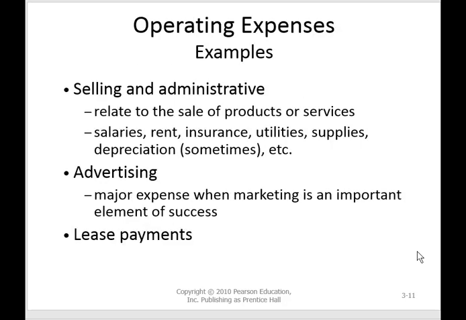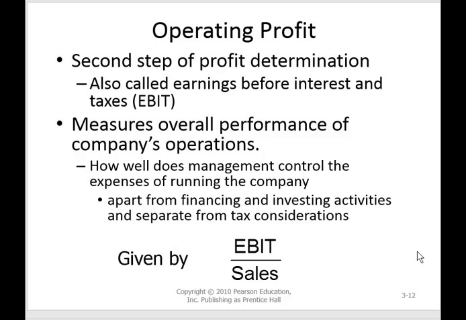For operating expenses, it's all the other expenses of running the company. The selling and administrative expenses, marketing expenses, research and development are included here. All of these things are part of what we refer to as operating profit. How well does management control the expenses of running the company?